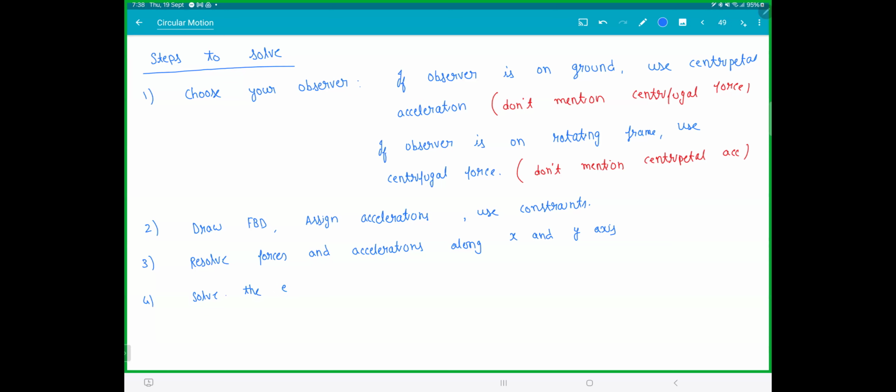So the only new thing is the first part. Steps 2, 3, 4 are the same thing. Have a look at this page. Clear?